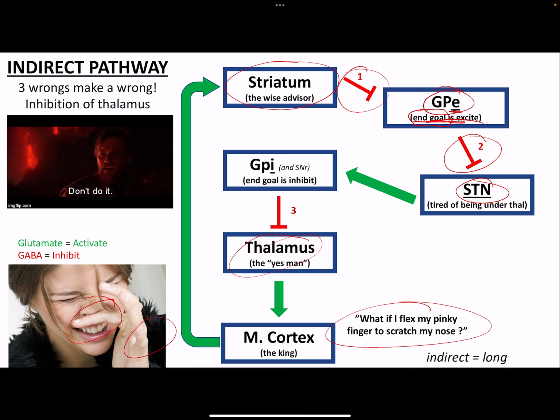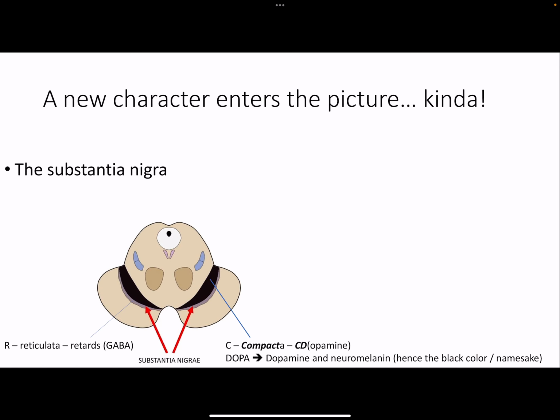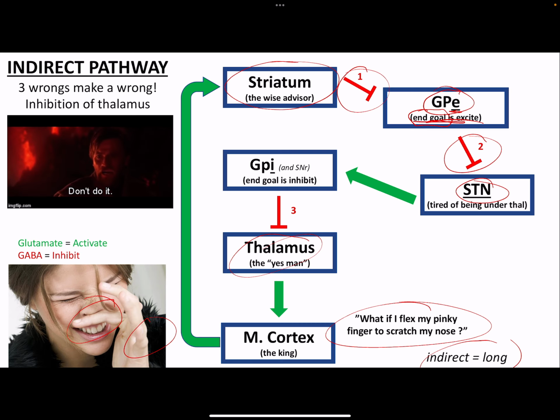And again, the direct pathway says we will flex our pointer finger. Also, just note that the indirect pathway is a bit longer. Okay, and that's the simple version, believe it or not. It gets more complicated now with this substantia nigra. Now, technically, I put it in small here, this is the substantia nigra reticulata.